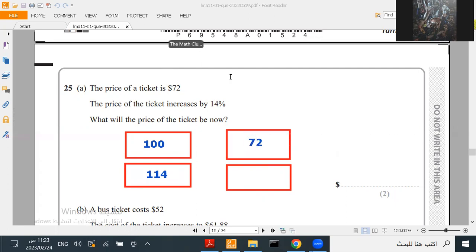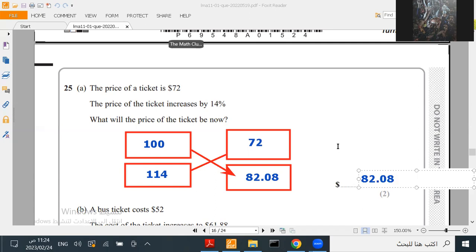Now I'm going to cross multiply. I'm going to multiply these and then divide them by 100 to get the answer for the question. I'm going to use a calculator for this. So 72 times 114 divided by 100. And the answer is $82.08. And this is how you answer a question like this.